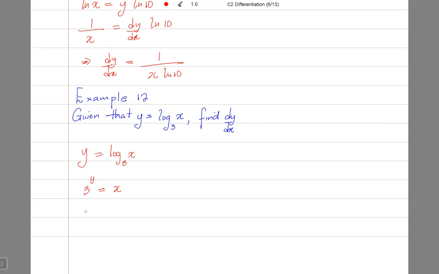Taking ln of both sides, we have y ln 3 is equal to ln x. Then if I differentiate both sides with respect to x, I'm going to get dy by dx ln 3 is equal to 1 over x. And so dy by dx would be equal to 1 over x ln 3. All right. So that is how you differentiate a log function of that form.